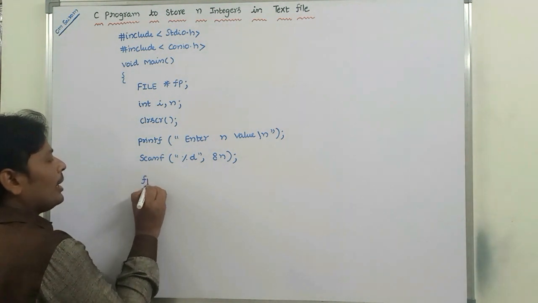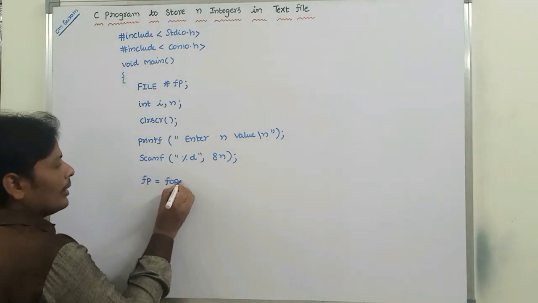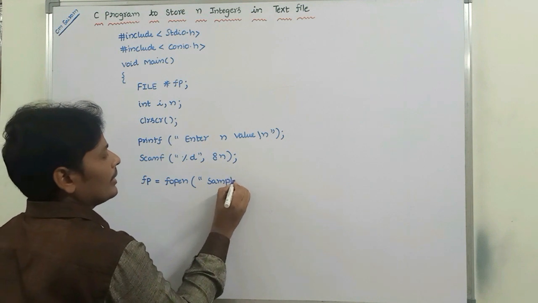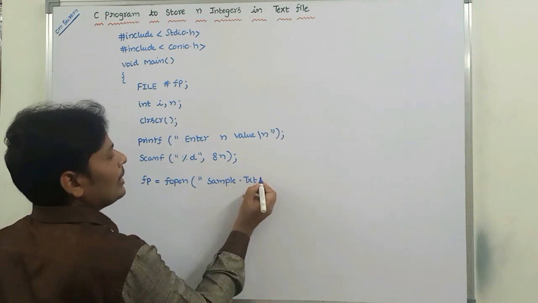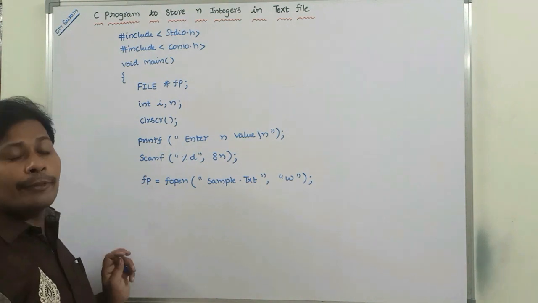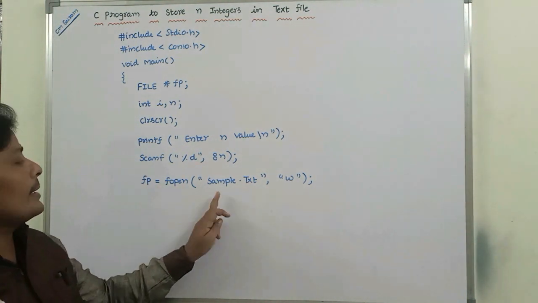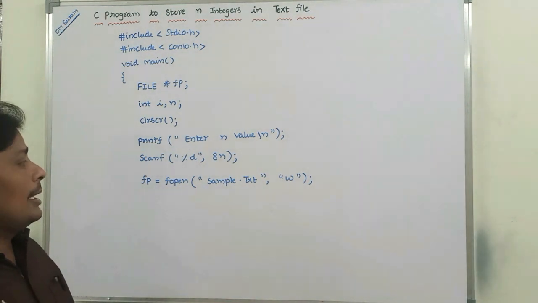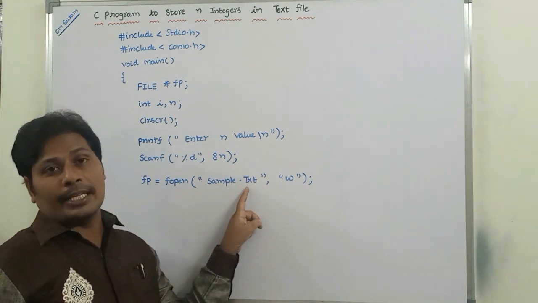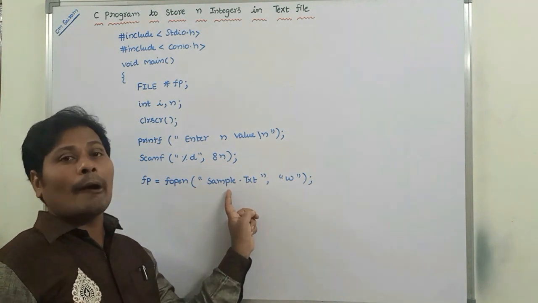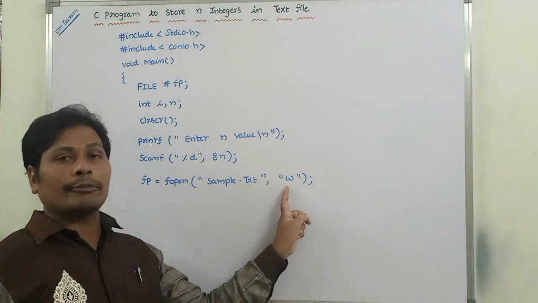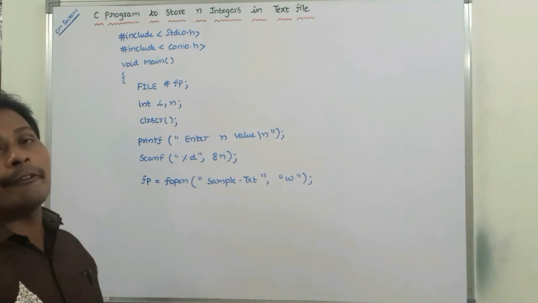Next, first we have to open the file in write mode. So fp is equal to fopen, and the file name is sample.txt. This file is opened in write mode because whatever integers are read from the keyboard are written into the file called sample.txt. This is a text file because the txt extension is there. This file can be opened by using the fopen function in write mode, and it is pointed to by the file pointer fp.